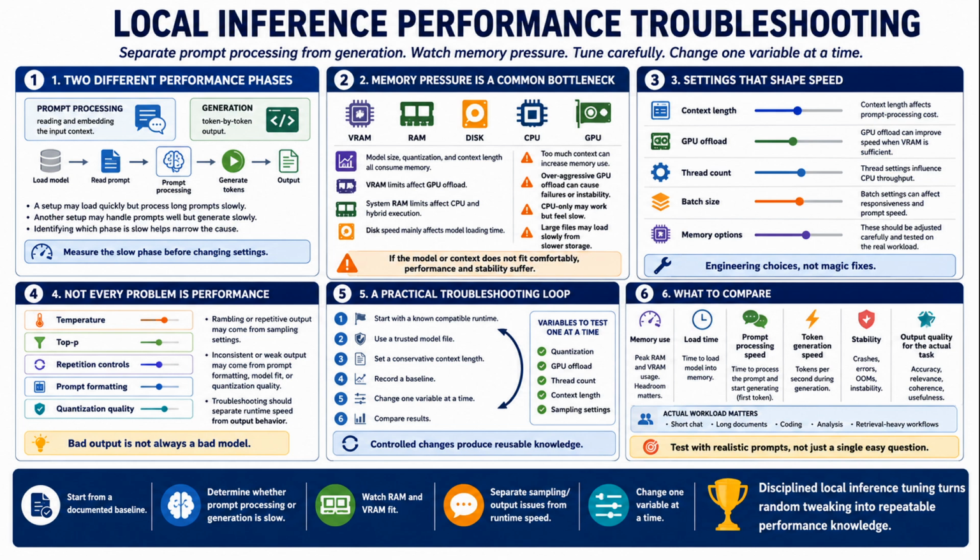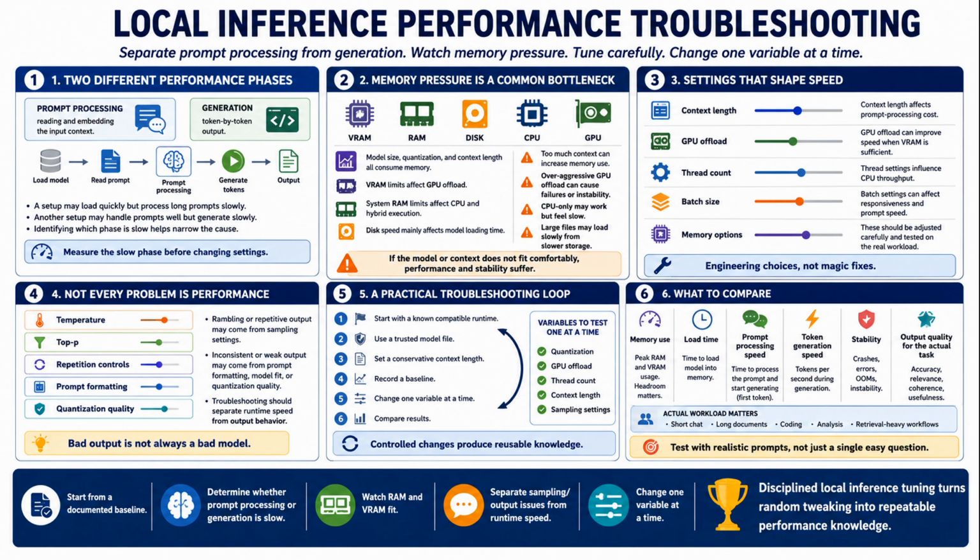Sampling settings affect output behavior and can be mistaken for performance or model quality issues. Temperature, top P, repetition controls, and related options influence how deterministic or varied the output feels. If results seem rambling, repetitive, or inconsistent, the issue may be sampling configuration, prompt formatting, model fit, or quantization quality. Troubleshooting should separate runtime settings from model capability.